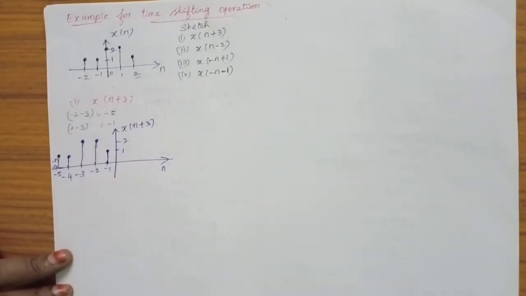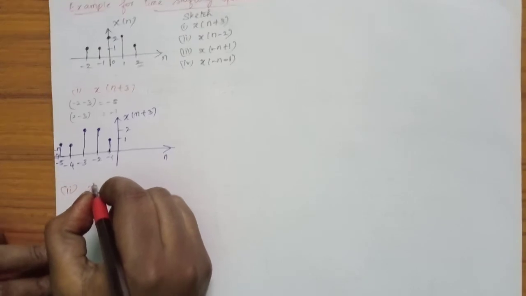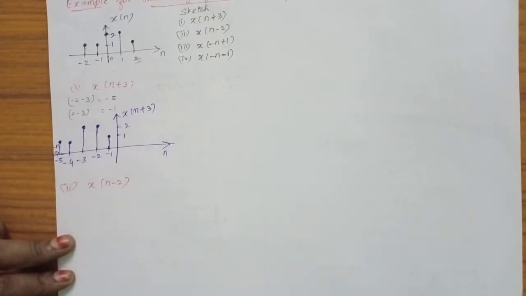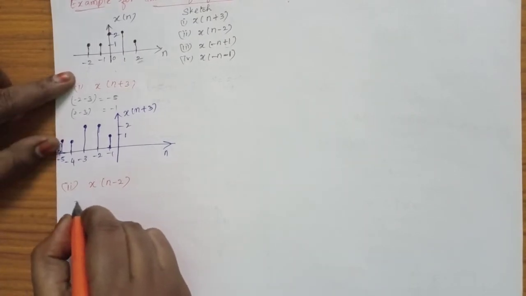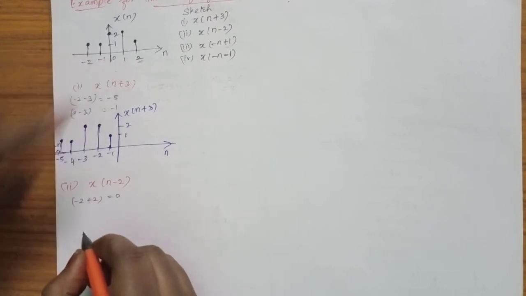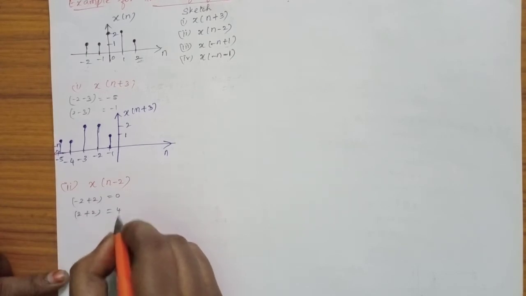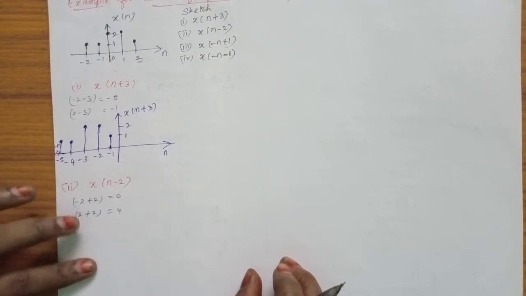And the second case, x of n minus 2. Minus 2 means we have to add. The first point is minus 2, minus 2 plus 2 is 0, and the last value is 2, so 2 plus 2 is 4. So this gives a signal delayed by 2 samples.